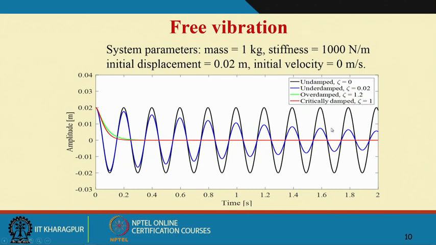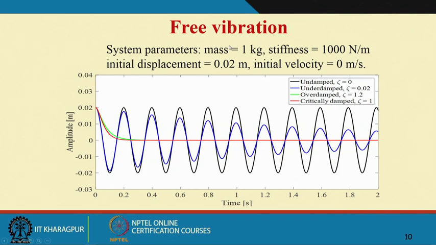So, usually in practice, many of the vibration responses we measure in free vibration will follow the curve of the underdamped case, when zeta is equal to 0.02 or some other value of zeta which is less than 1. Okay. And this is for the case of a free vibration.